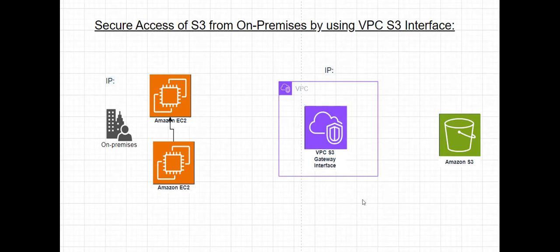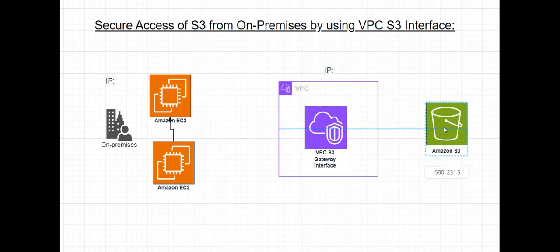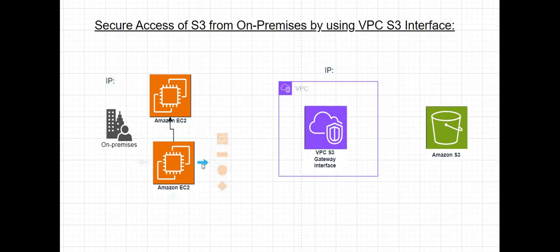Yes. If you want to access your S3 bucket securely by using a private network, that is not through the internet. Not through the internet means it's a private network. If you want to connect to your S3 bucket by using a private network, then you have an option, that is an S3 gateway interface. By using that S3 gateway interface, by connecting into your VPC, you can connect to your S3 bucket.